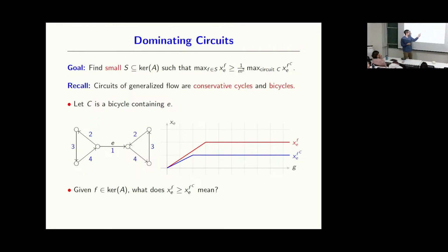And so what you want is the cost of sending 1 unit of flow on E to be smaller here than there, and you want the maximum amount of flow I can send using this direction to be more here than there. Those are the two things you need to keep in mind. Those are the two axes on which you need to compare two circuits. One is how much flow they can send on the arc E before you leave the feasible region, and the other is the cost per unit of flow.